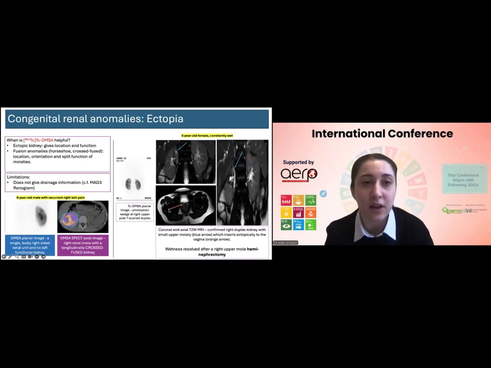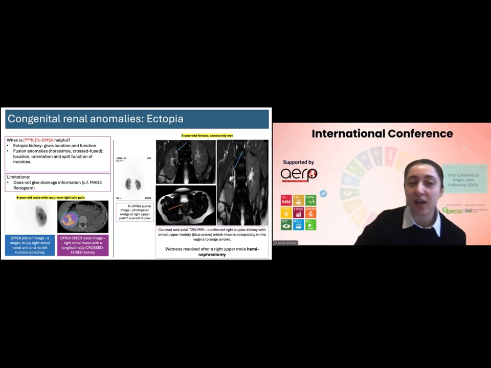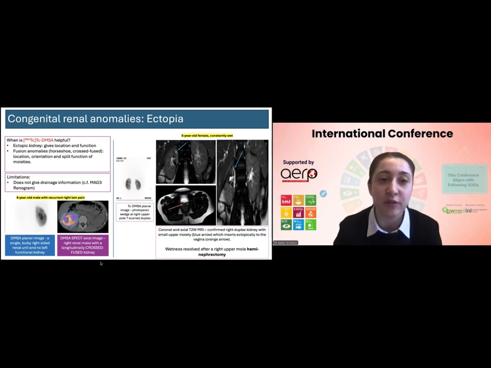And then the next slide is a little bit about congenital renal anomalies. Again, we can use the DMSA scan to help us identify location and function of kidneys that are ectopic. This includes a horseshoe kidney or a cross-fused kidney, and it can again help us orientate ourselves and identify split function of different moieties. One limitation is that it does not give us drainage information and another investigation called MAG3 renogram could be used in those cases.